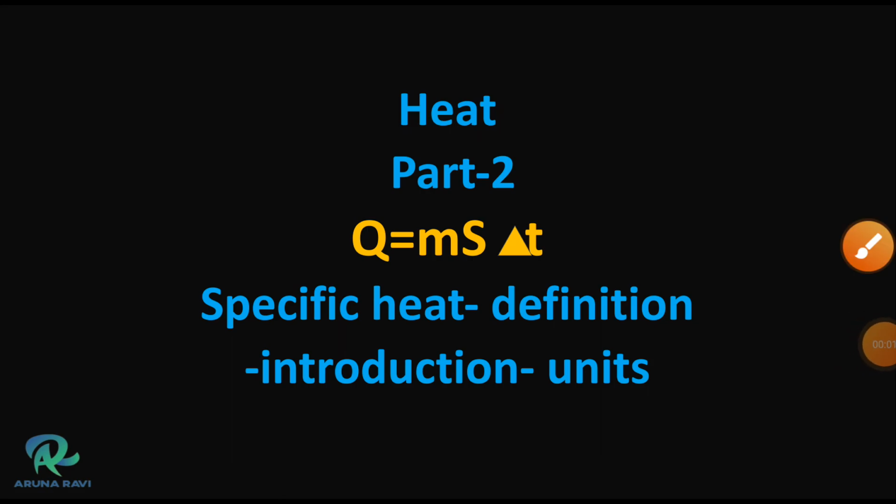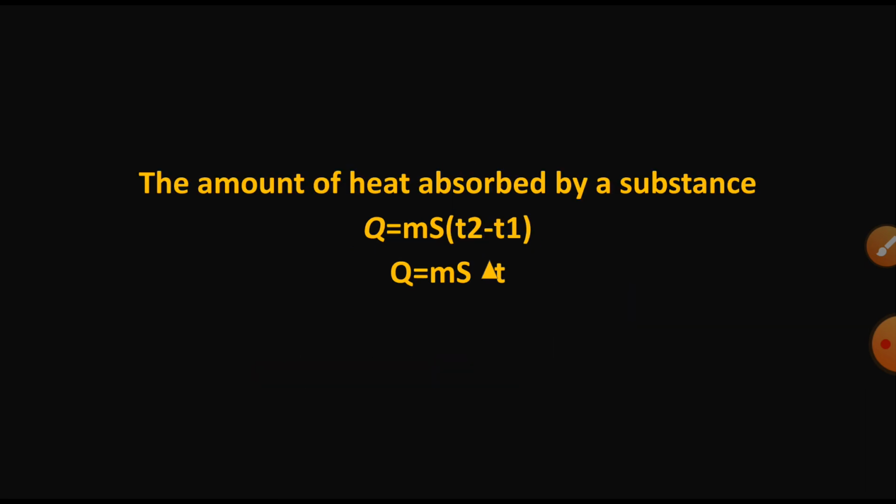Children, today we are going to discuss heat part 2. In this heat part 2, the amount of heat absorbed by a substance Q is equal to m into delta T, specific heat and its units. We are going to discuss these topics.